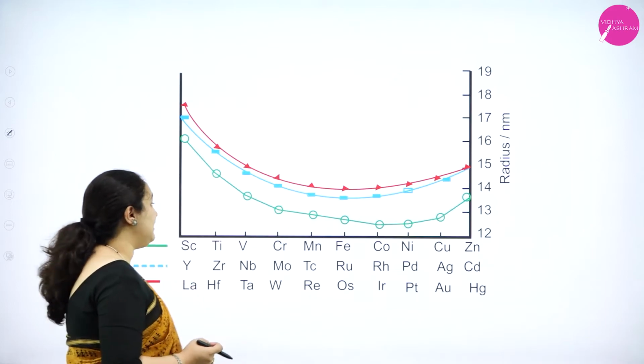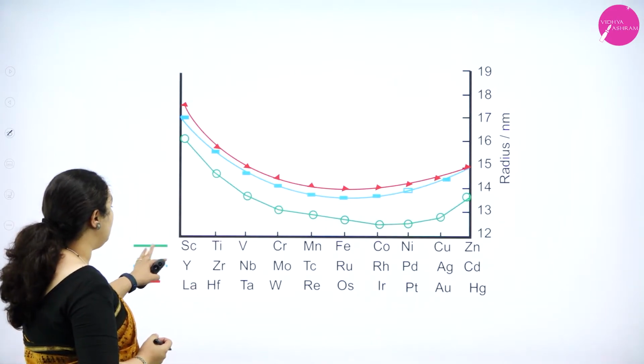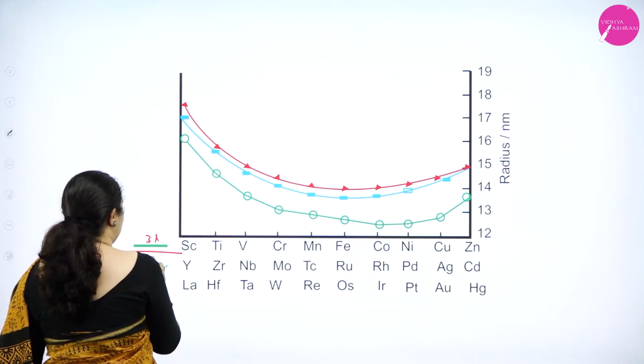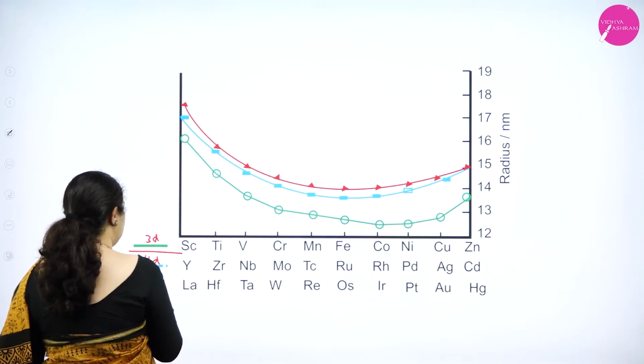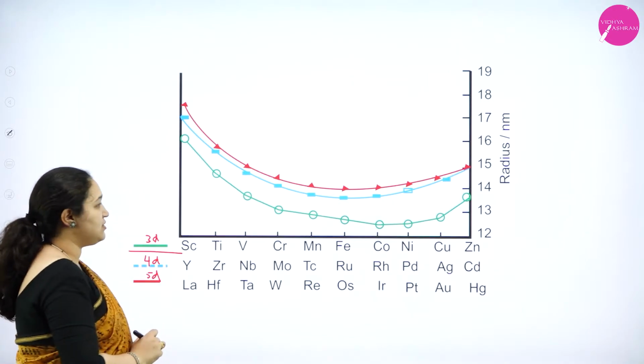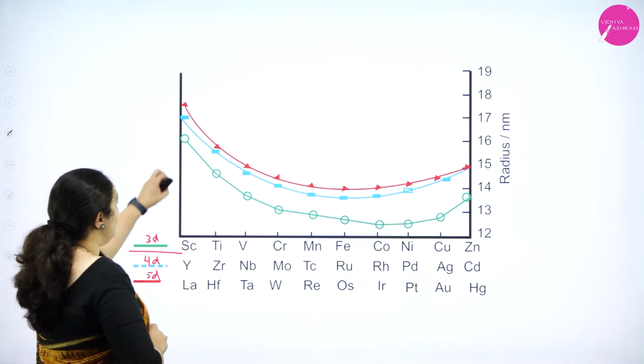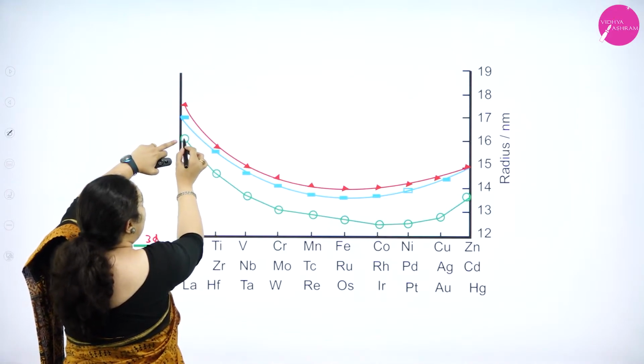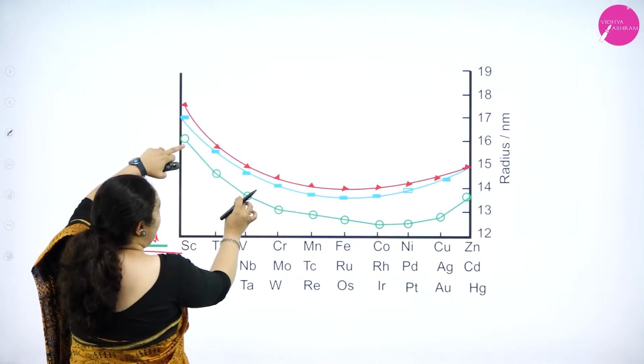Okay, you can see that in this graph also. So green color what we are showing is for 3D transition series. This is for 4D transition series, and this is for 5D transition series in the graph. So you can see scandium, this is the atomic radius. You can see it is going on reducing.